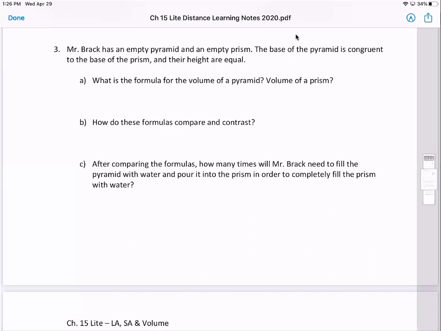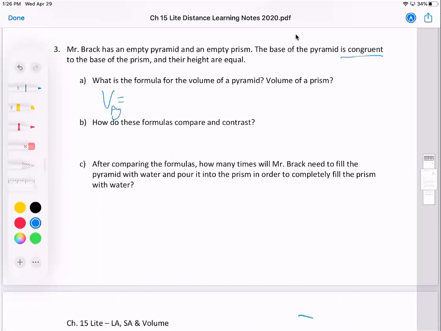This is the last part of our multi-part lesson for Chapter 15, Light, talking about volumes and areas of three-dimensional shapes. First question we have, what's the formula for volume of a pyramid? Mr. Brack has an empty pyramid, empty prism. The base of the pyramid is congruent to the base of the prism, and their heights are equal. So the volume of a pyramid is 1/3 the area of the base times height.